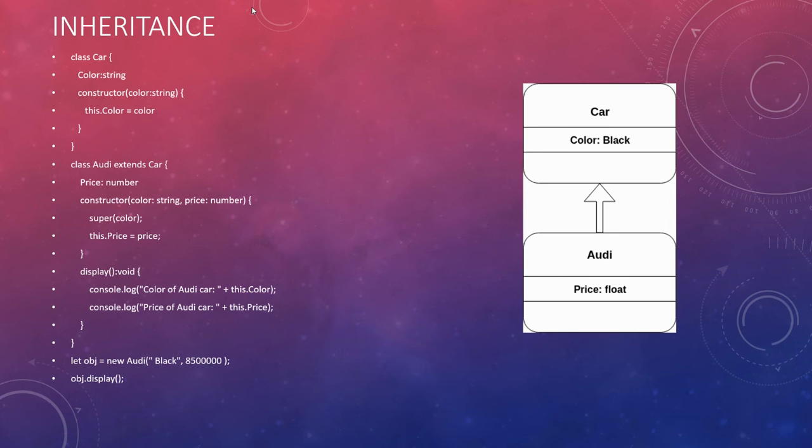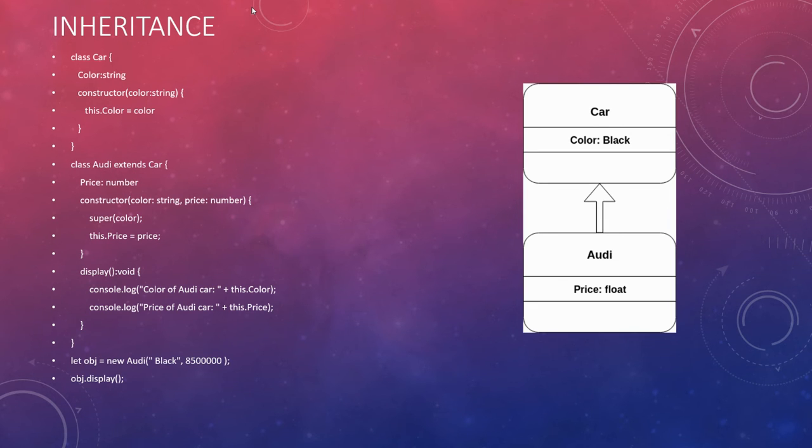So next is another concept which is called inheritance. Inheritance is a concept where you can create a new class from an existing class. Basically, it acquires the properties and behaviors of a class from another class. The class whose members are inherited is called the base class or the superclass, and the class that inherits those members is called the derived class or the subclass.